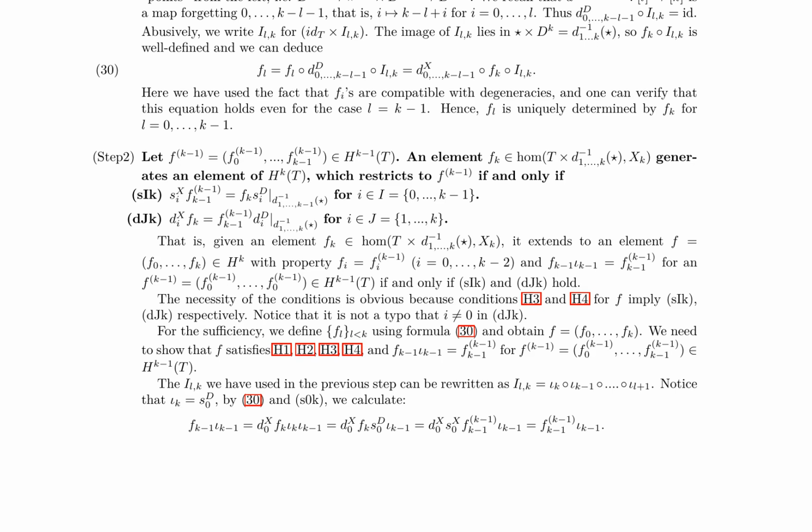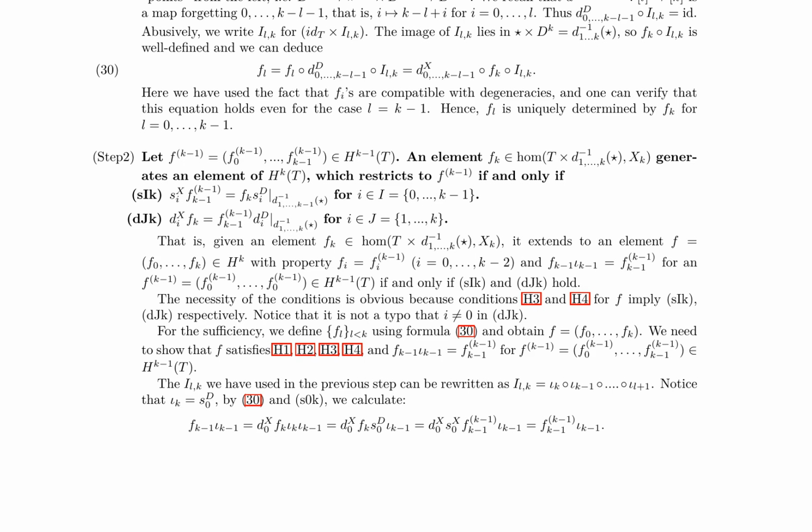These conditions involve the commutativity of specific diagrams involving the face and degeneracy maps, as well as the compatibility of the maps with the given homotopy structure. Furthermore, the paper explains how to define f l for l less than k using a formula involving the face and degeneracy maps, and how to verify that the defined F satisfies the required properties H1, H2, H3, and H4, and that Fk1 Ik1 equals F K1, K1 Ik1.